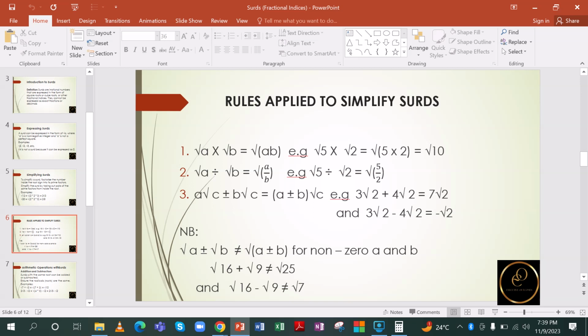Root of 16 plus root of 9 is not equal to root of 25. That's what it means there. And the square root of 16 minus the square root of 9 is not the same as the square root of 7. So that's what you are being cautioned about. Be mindful when you are dealing with surds about this particular important point. Are we together? Okay.